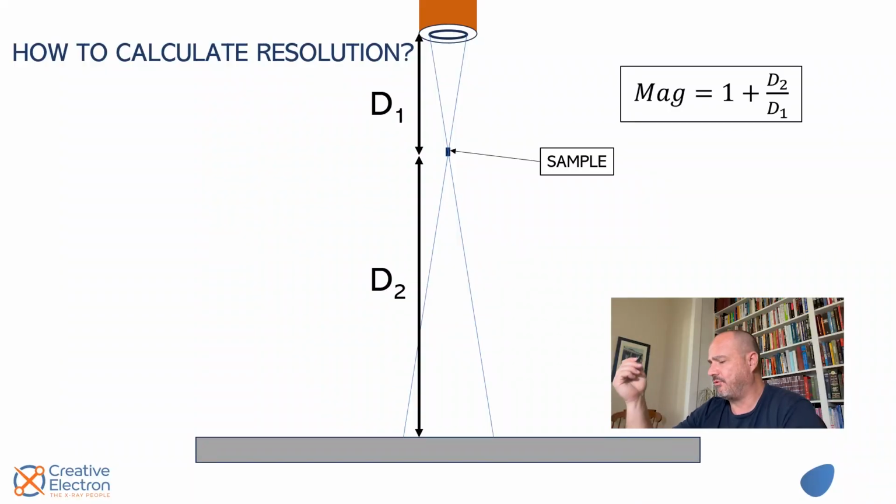As we saw before, the resolution, or RS, which is this number here, is a function of magnification. The lower the magnification, the smaller the resolution. So magnification will have to do with this distance here.